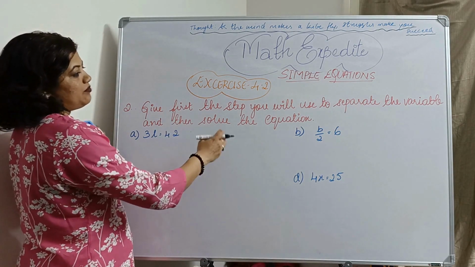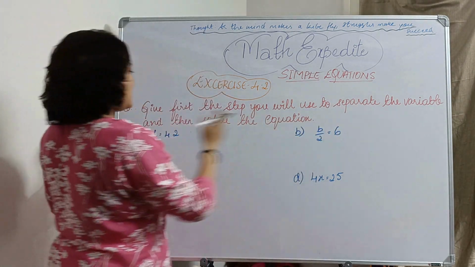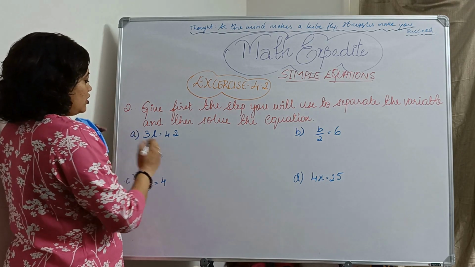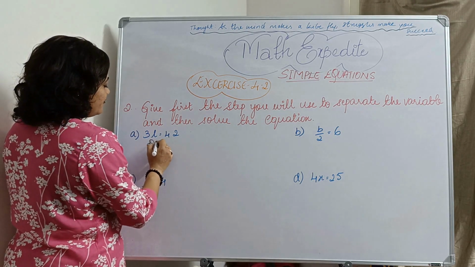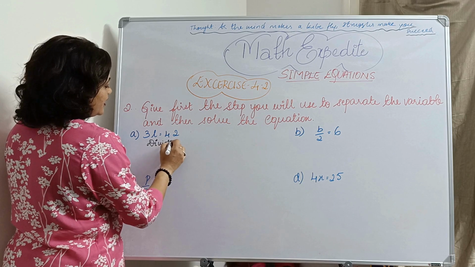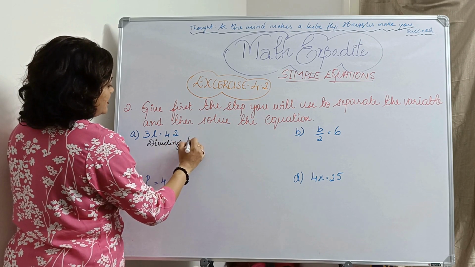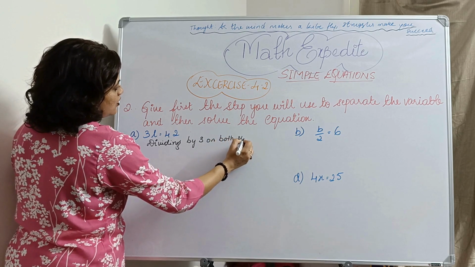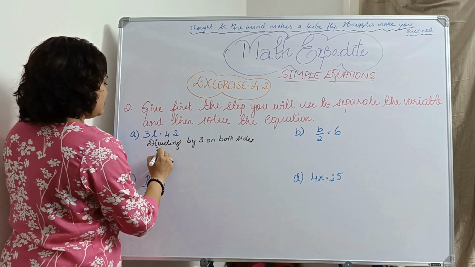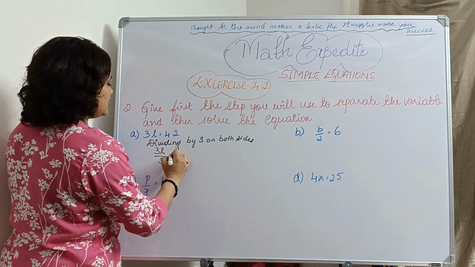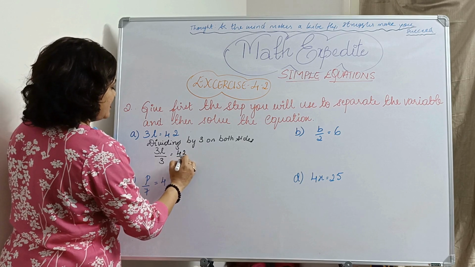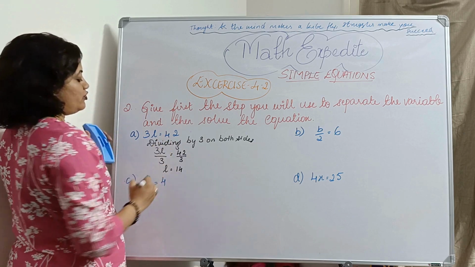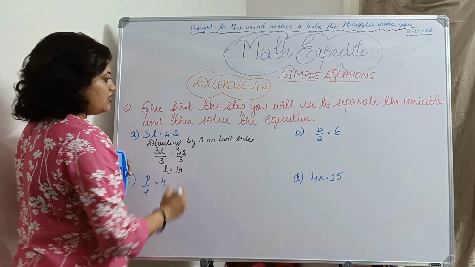Give the first step you will use to separate the variable and then solve the equation. 3l equals 42. So what are we doing? We are dividing by 3 on both sides. So 3l divided by 3 is equal to 42 divided by 3. I get l equals 14.